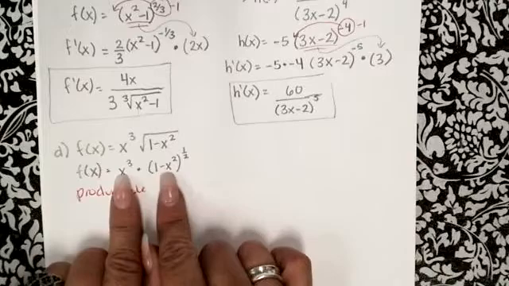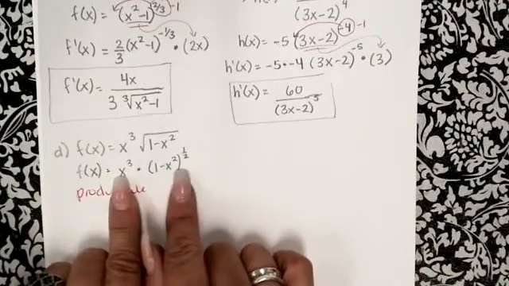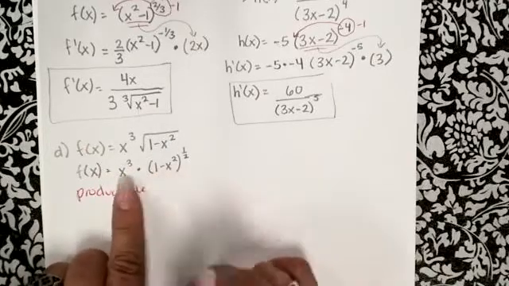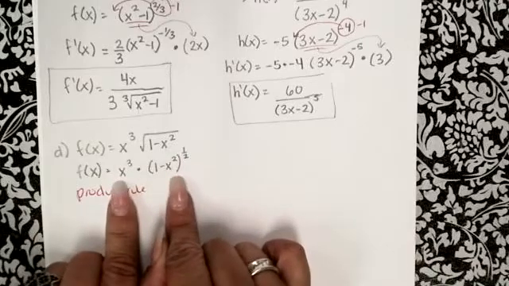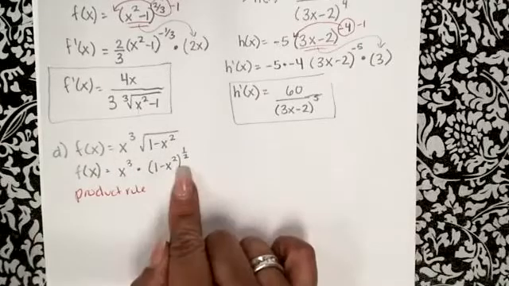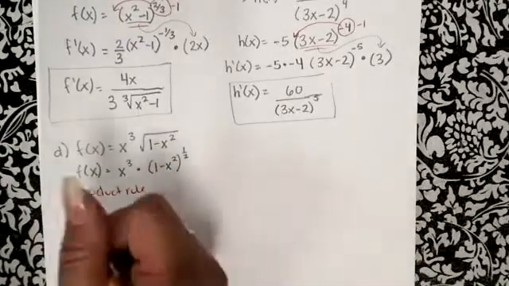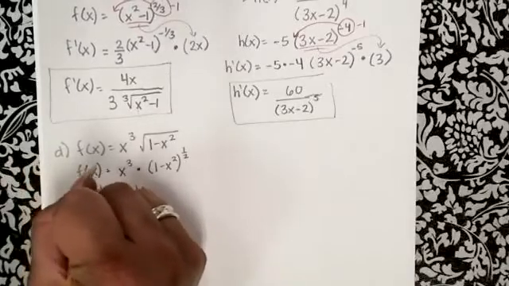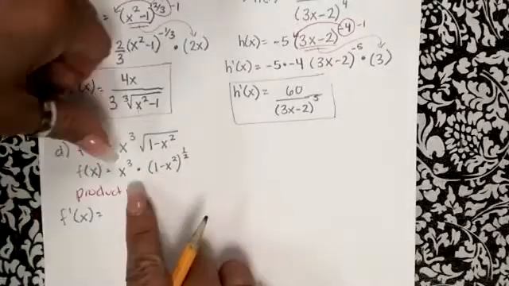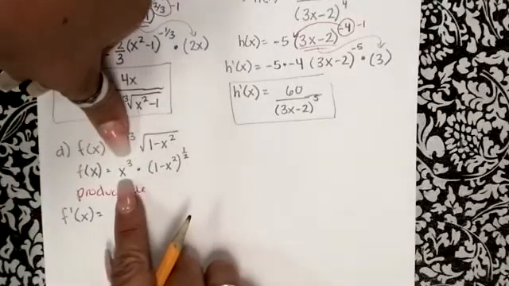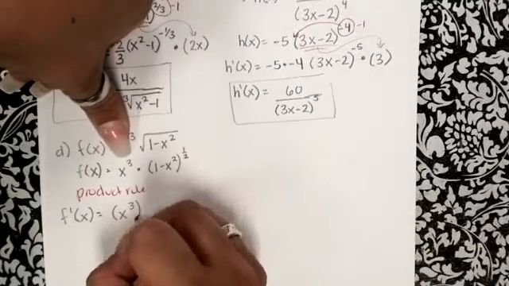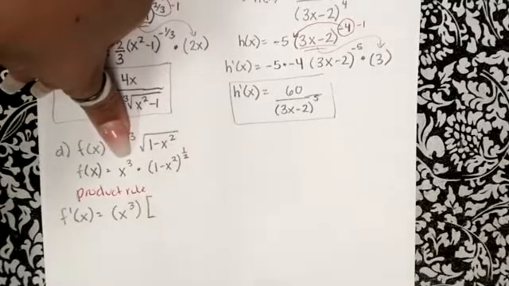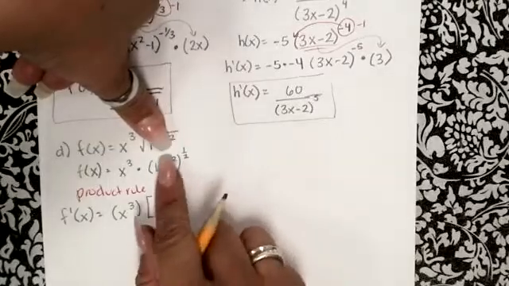So right here, I'm doing the product rule because here I have an x and here I have an x, and I'm being multiplied. So this is one function and this is another function. That's the difference. That's one function, that's another function. So now doing the product rule, you keep the first one the same. So I'm going to keep the first function the same, which is going to be x cubed. Now, I'm going to take the derivative right here.